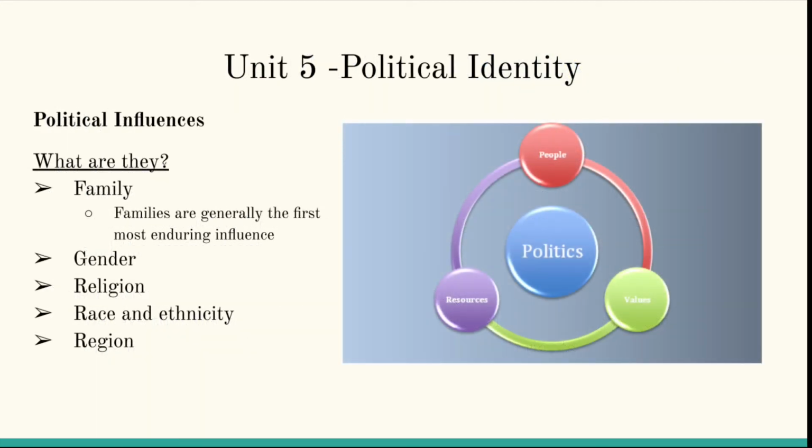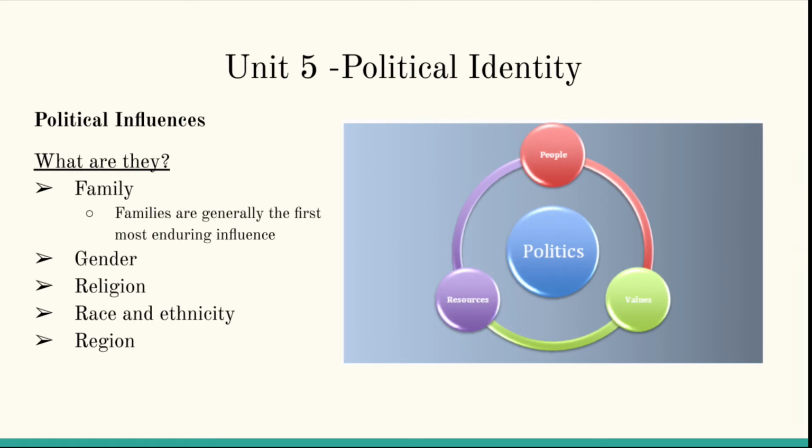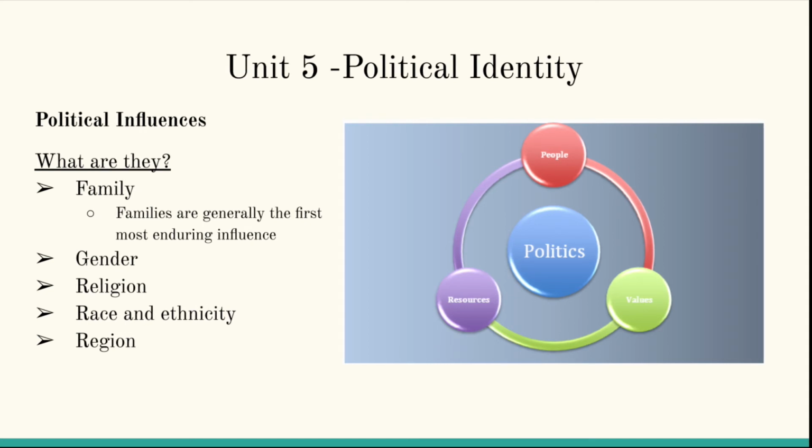Political influences. So what are they? They're basically factors that contribute to how you think politically. These factors include family, gender, religion, race and ethnicity, and also the region that you grow up in. Families are generally the first and most enduring influences. And political influences are important to know because everyone needs to recognize how their environment has influenced them and be able to look into the other perspective and look into their biases.